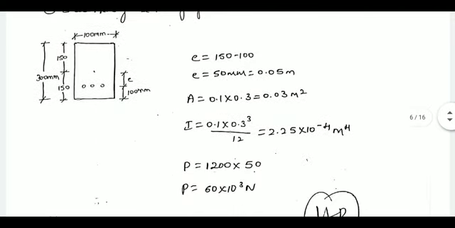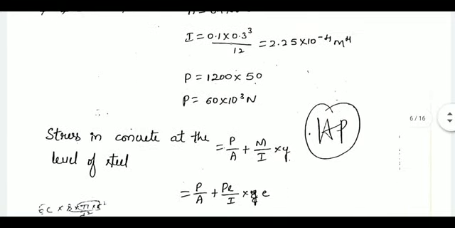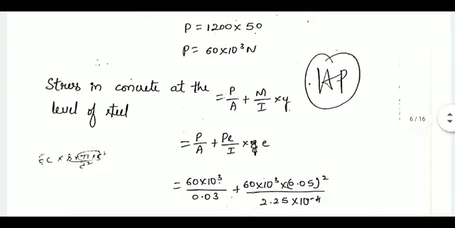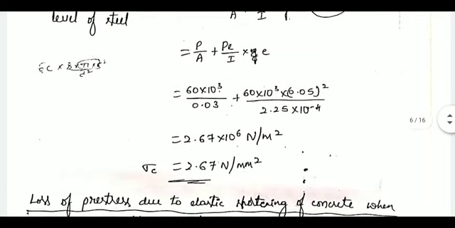Area we have, moment of inertia we have, load, pre-stressing force: initial stress is given, and area of steel is given. So it is 60 kilonewton. Now since we have only a single layer, no need to worry, we can consider Y as the eccentricity. We have calculated the sigma C value as 2.67 Newton per mm square.